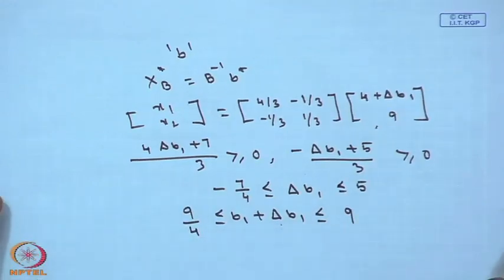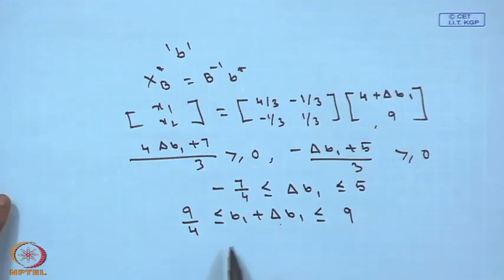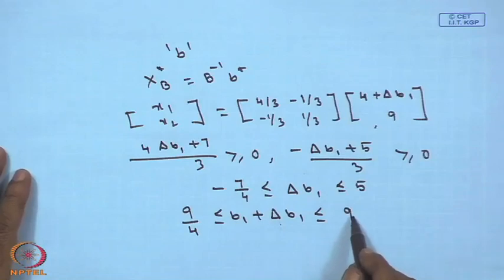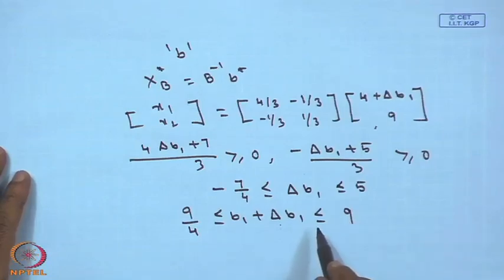So you can say that the value of the first resource, if you increase it from 4 to 9, you can increase the value of this one, and up to this limit your optimum solution will remain unaltered. Okay. Thank you.